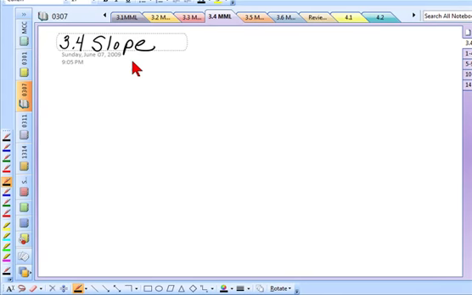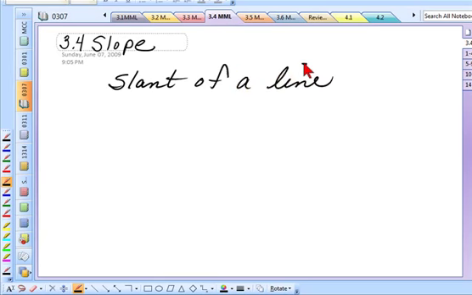All right, so the slope can sometimes be called the slant of a line. Okay, it's the slant of a line. Now I'm going to give you quite a few definitions for slope, and then we'll see which ones we actually need to use.